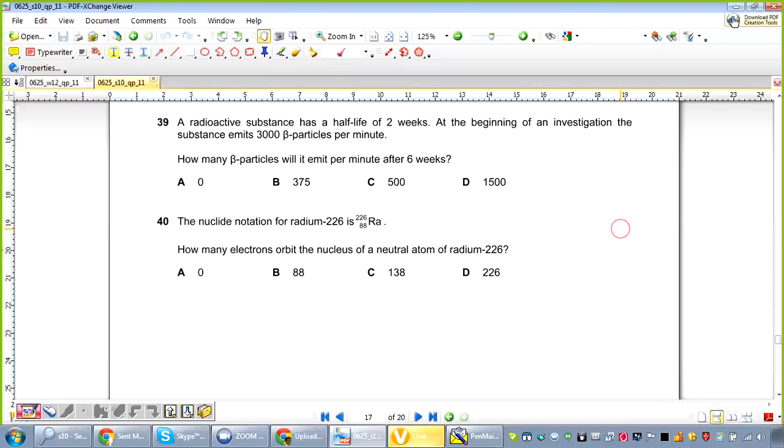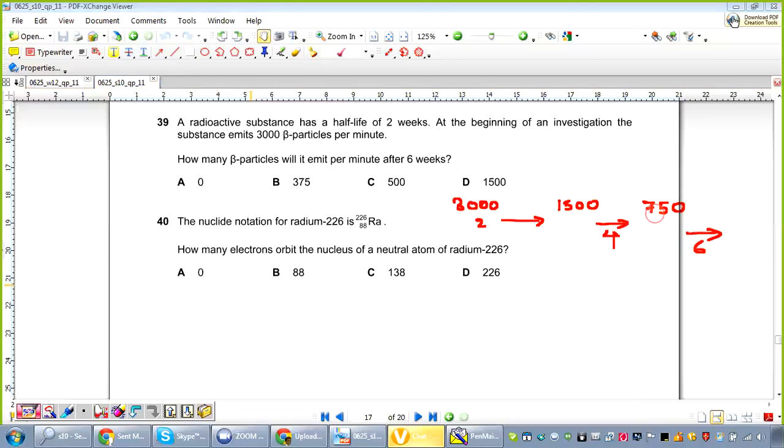Same simple question. We've done it before also. 375, correct? You just have to make it half, half, half 3 times. Just look here. 3000 in 2 weeks is going to become half, that is 1500. Another 2 weeks, that is 4 weeks, is going to become 750. Another 2 weeks, that is 6 weeks, it is going to become half of 750, which will be 375.